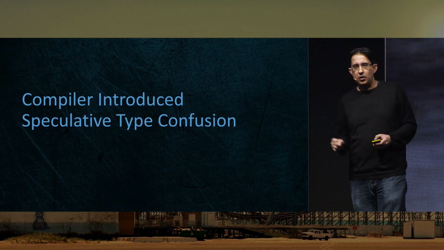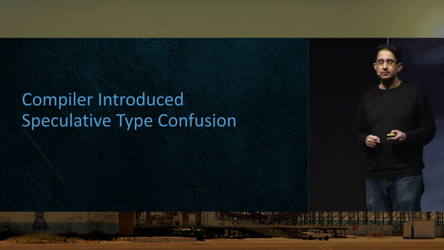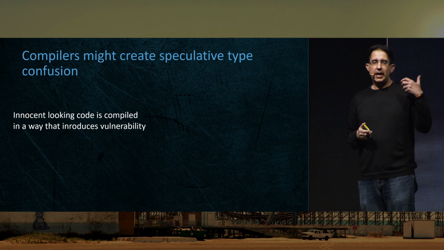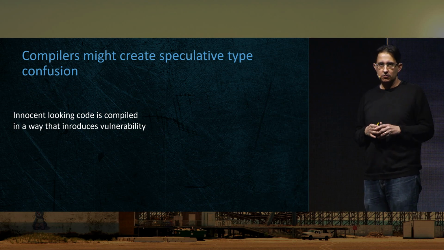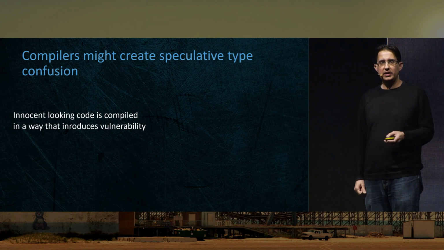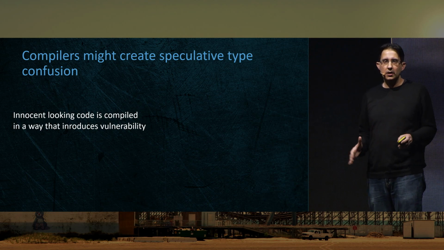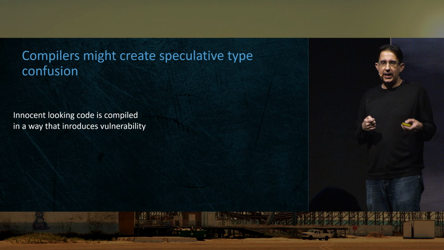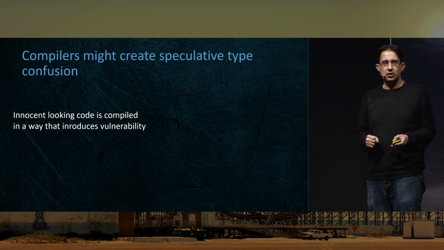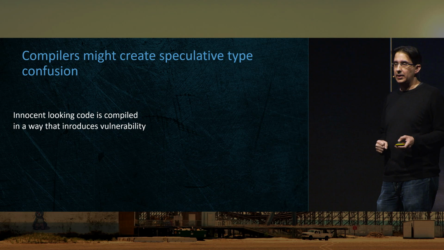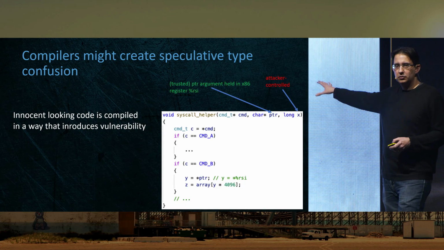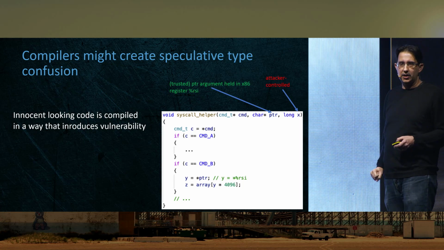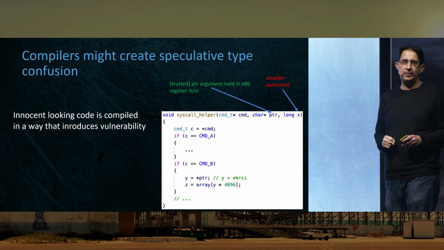Next, I'm going to talk about compiler-introduced speculative type confusion. So the observation here is that the compiler might inadvertently introduce speculative type confusion vulnerabilities into completely benign code, because the compiler does optimizations that depend on reasoning about only correct flows and not incorrect flows. So let me show you an example. Let's consider this flow. This is a C function that maybe exists in the kernel. It has these two mutually exclusive conditions, similar to what we have in the eBPF gadget.